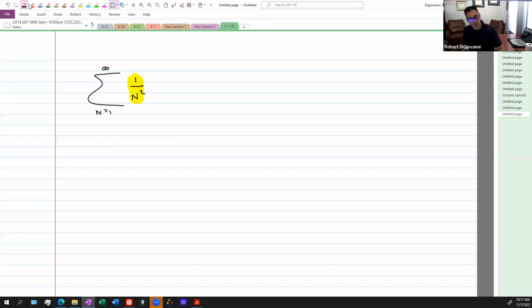So let me write out what the first few terms are here. We get 1 plus 1/4 plus 1/9. I'm just squaring the number I'm plugging in. 1/16, 1/25, plus dot, dot, dot, right? I want to know what those add up to. What is that when I add that up forever?